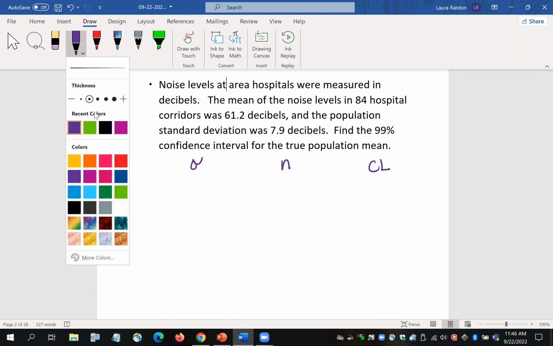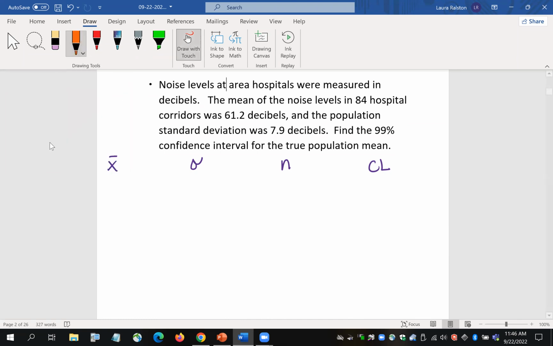And again, if you go back and read through the problem carefully, it says the mean was 61.2 and the population standard deviation was 7.9 in 84 hospital corridors, and we want to create a 99% confidence interval. I'm going to take all of that information and plug it into Minitab.